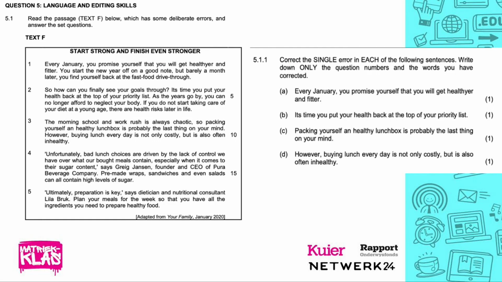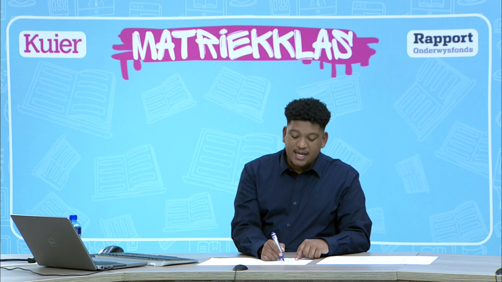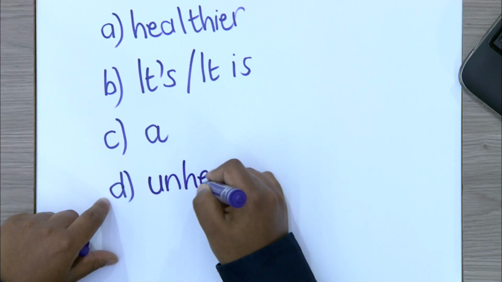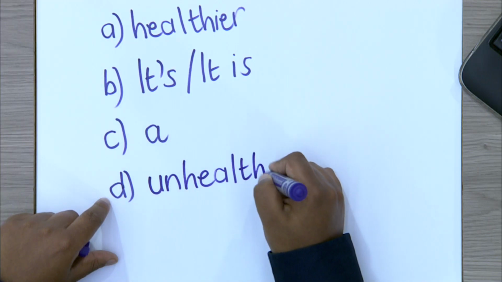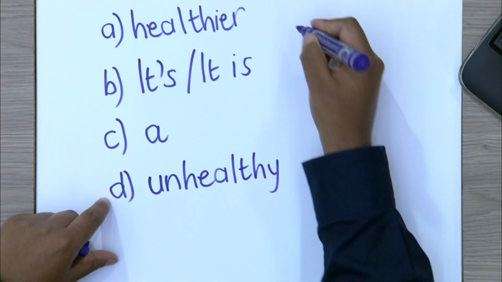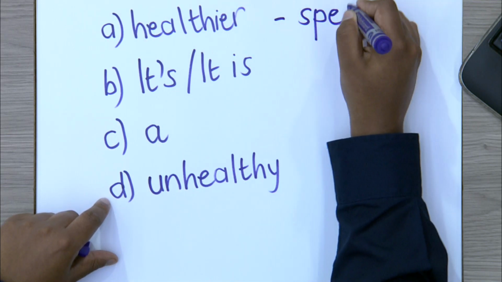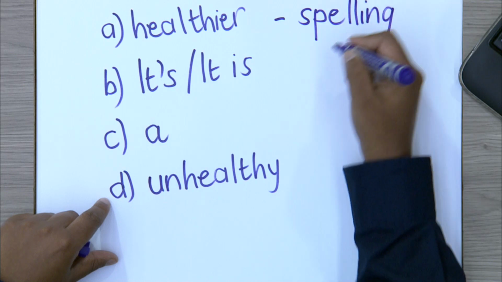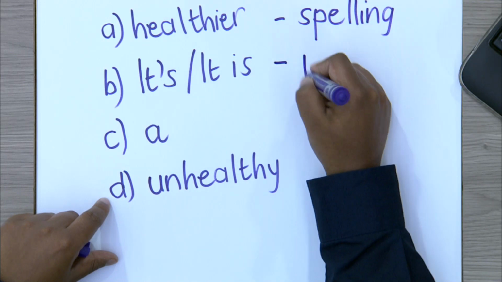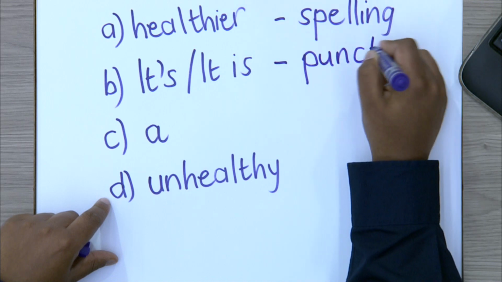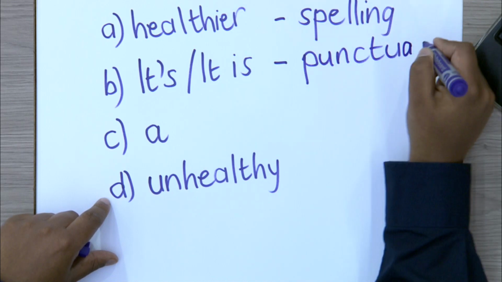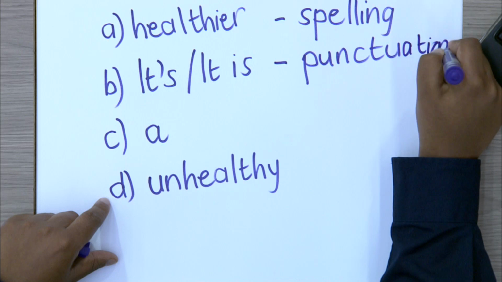however, buying lunch every day is not only costly, but is also often unhealthy. Now, all I know is, for the years that I've taught English, unhealthy is not a word. It is unhealthy. So, what do I identify here? Right? There, spelling mistake. So I know that word was spelled wrong. There, punctuation. Right? So I note there's a punctuation error there.